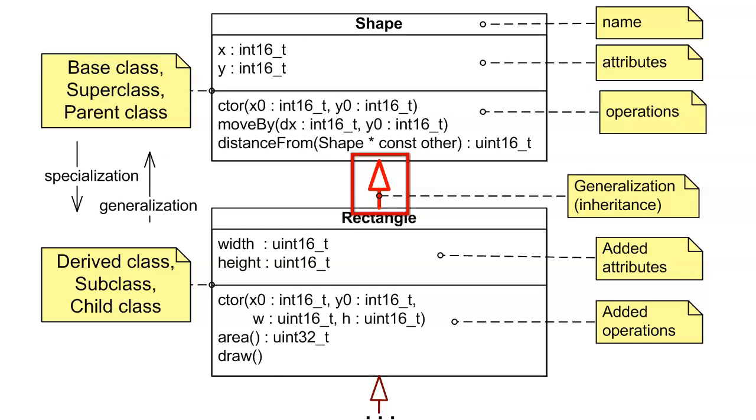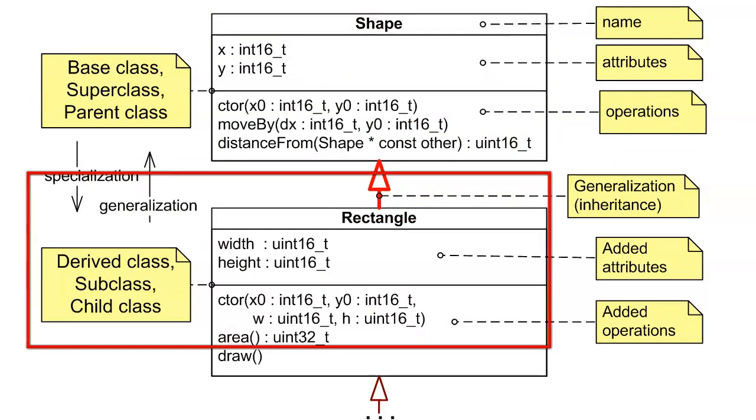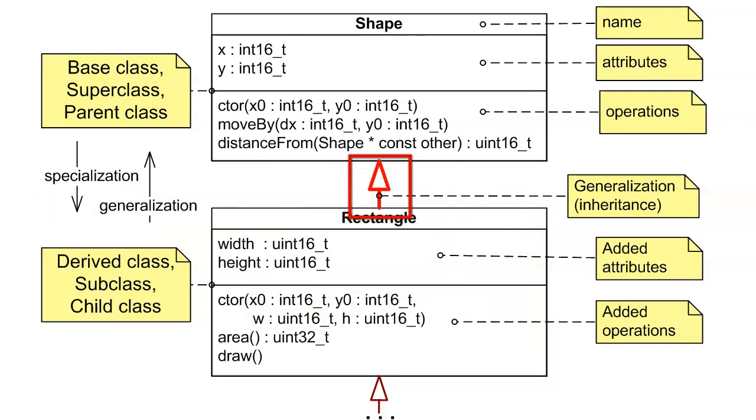The inheritance relationship itself is drawn as an arrow with a big triangular end pointing to the base class, which is often the exact opposite of what most people initially think. This is because the arrow points in the direction of generalization, that is, from a more specialized class, like rectangle, to a more general class, like shape. Therefore, inheritance is also alternatively called generalization. The base class is alternatively called superclass or parent class, and the derived class is alternatively called subclass or child class.